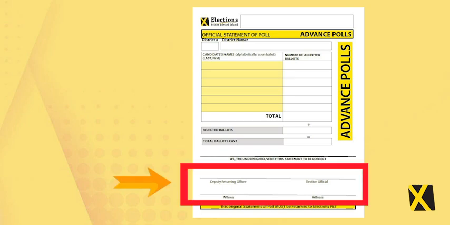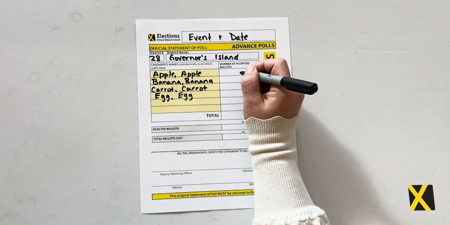The DRO must sign this document, along with the election official that assisted with the count, and signed by 2 other witnesses to the count. Here's a look at a DRO filling out a statement of poll for a fictitious advanced election. The DRO has noted event and time and wrote the district number and name. The candidates' names are listed in alphabetical order, last name, first name, as they appeared on the ballot paper.